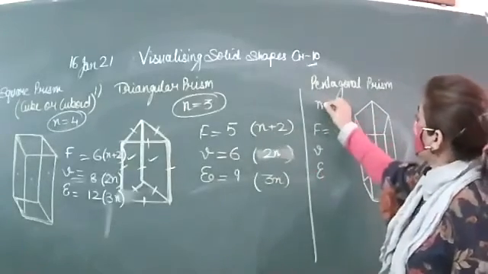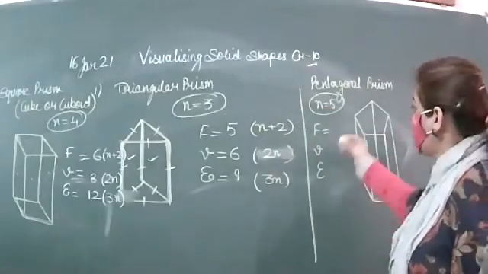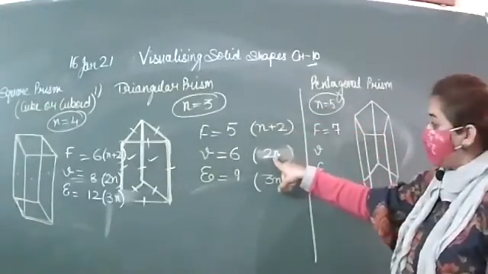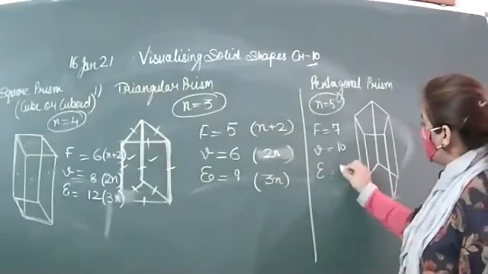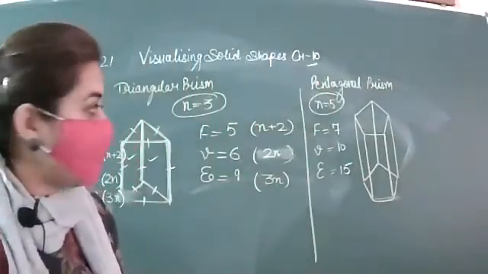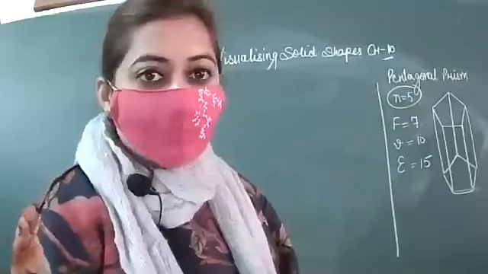Pentagon is having 5 sides, so your n is 5. Now, if you put 5 here, it will become 7. If you put 5 here, 5 2s are 10. If you put 5 here, 5 3s are 15. So we are getting faces, vertices and edges as 7, 10 and 15.